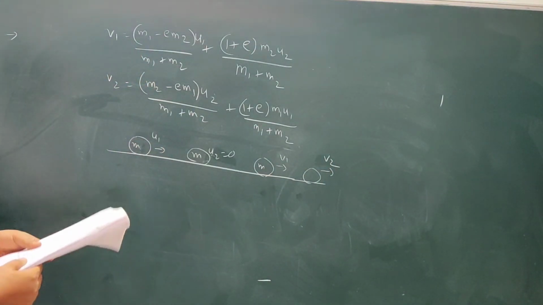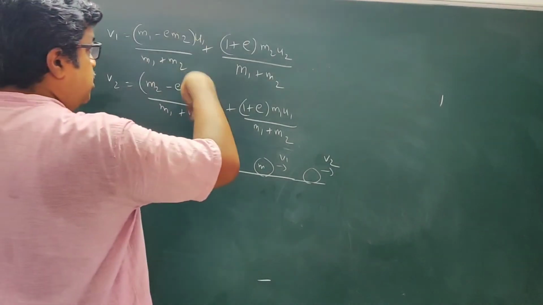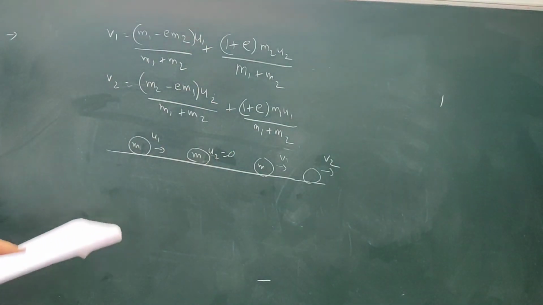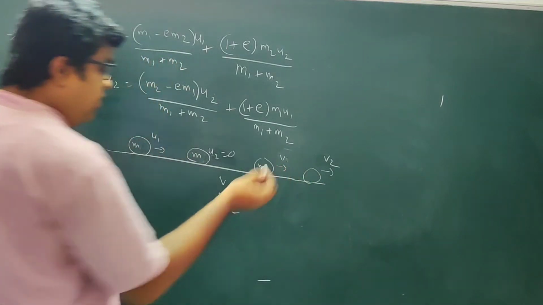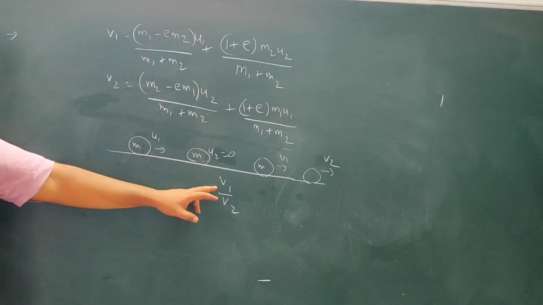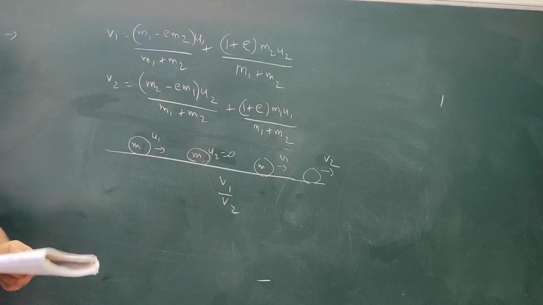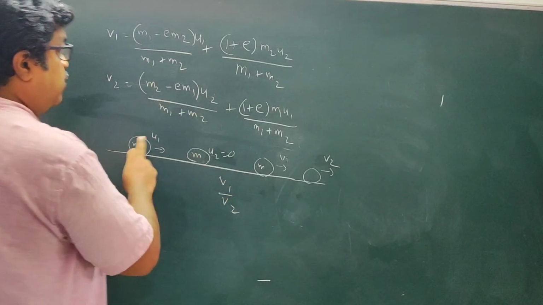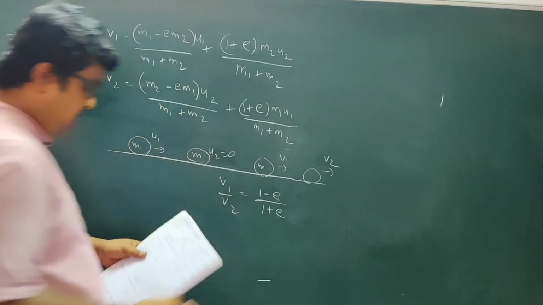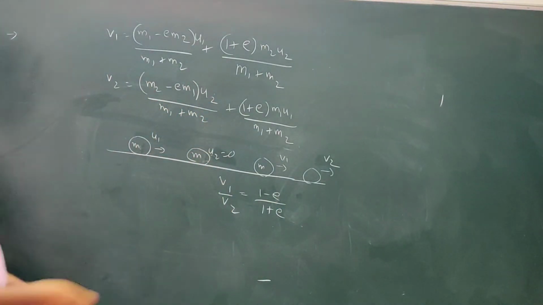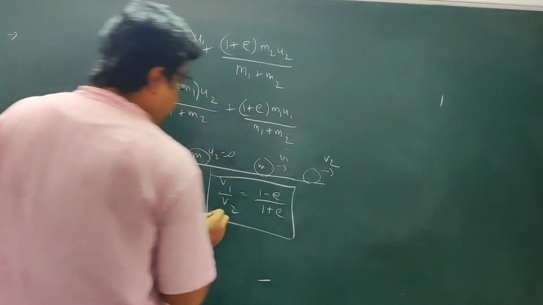So in this case, suppose the collision is inelastic, if you find the ratio of v1 by v2, where v1 is the velocity of the projectile and v2 is the velocity of the target, and substitute these values here, you will get (1 minus E) divided by (1 plus E). You can verify it. This is also one important result.